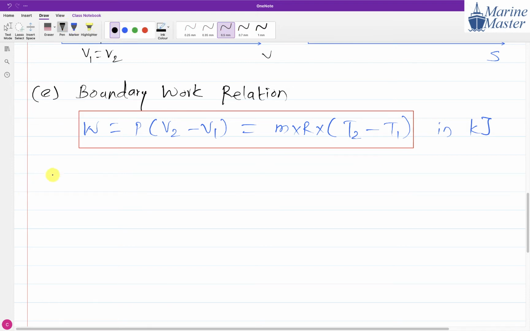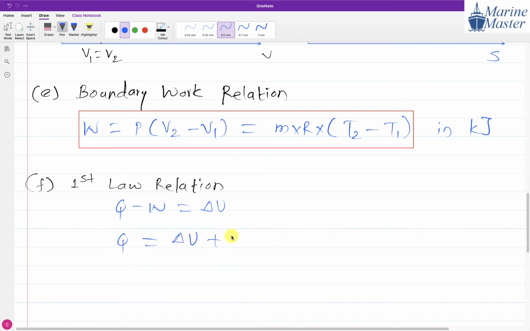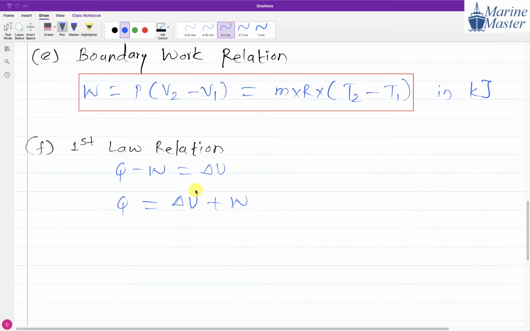Now our F point will be what? First law relation. What is the first law relation? For a closed system we have seen Q minus W is equal to delta U. So Q will become delta U plus W. Can you tell me what is the relation of delta U?